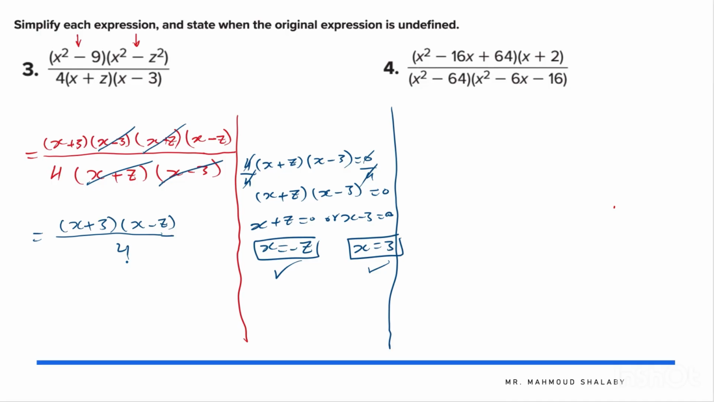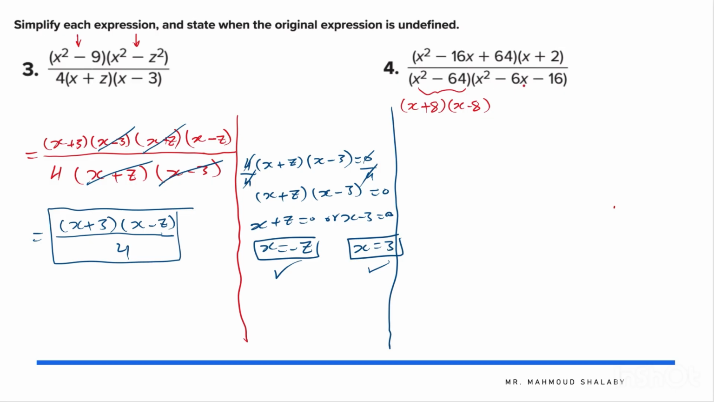So we have only 4 here in the denominator, and this will be the final answer. Okay, shabab? Now let's go to the next one. Actually, I don't think we have a lot to do. What you will do, you will factorize this. It's a difference of 2 squares, so x and x, 64 will be 8 and 8, positive and negative.